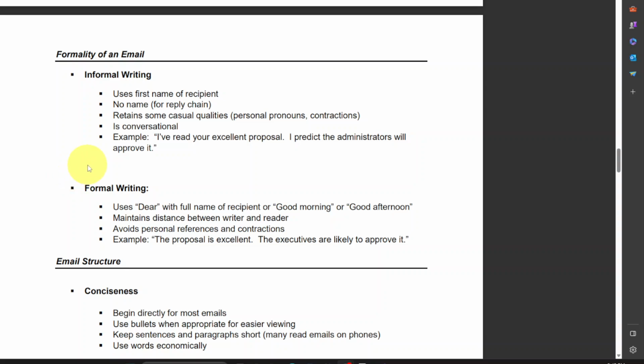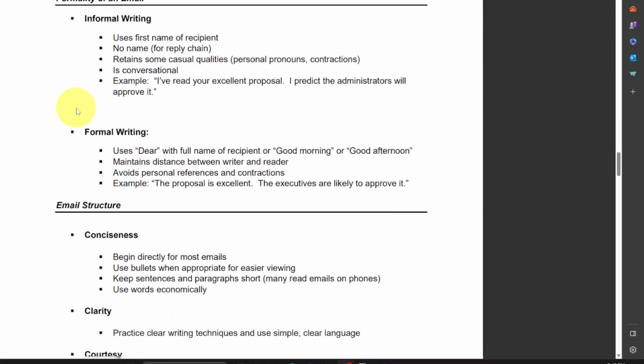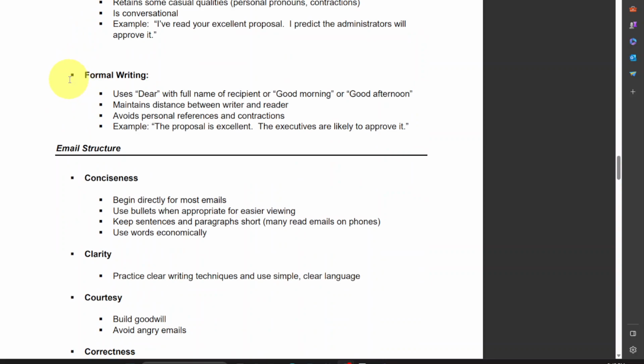Greeting of an email. In informal writing, use the first name of a recipient, or no name for a reply chain. Retain some casual qualities like personal pronouns and contractions. It's conversational. Example: I've read your excellent proposal. I predict the administrators will approve it. Formal writing. Use Dear and the full name of the recipient, or Good morning or Good afternoon. Maintain distance between writer and reader. Avoid personal references and contractions. Example: The proposal is excellent. The executives are likely to approve it.